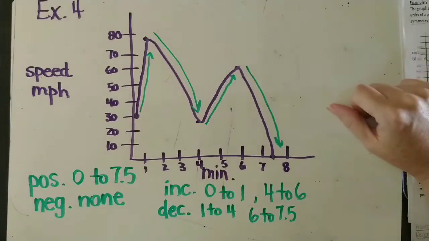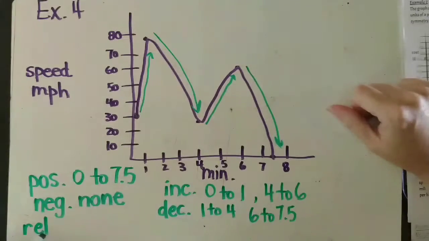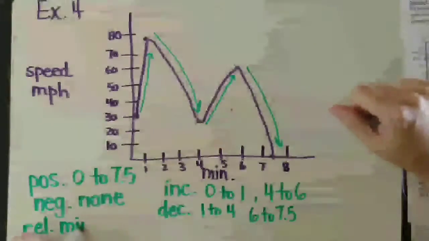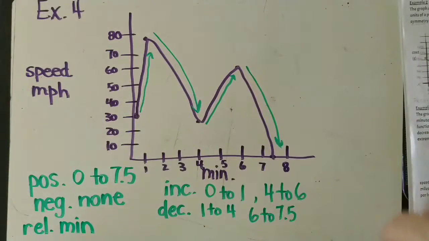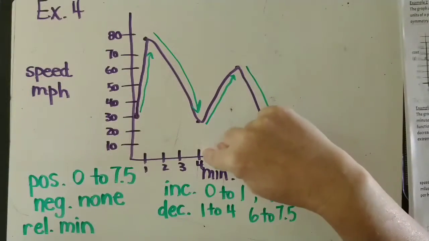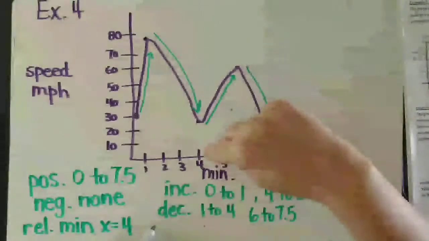Do we have any extrema? Do we have any highs and lows? Doesn't matter which one you put first. The relative minimum, where does it have? I would call it like a valley. And it looks like our valley is at about 4. So when x equals 4, that's a minimum.